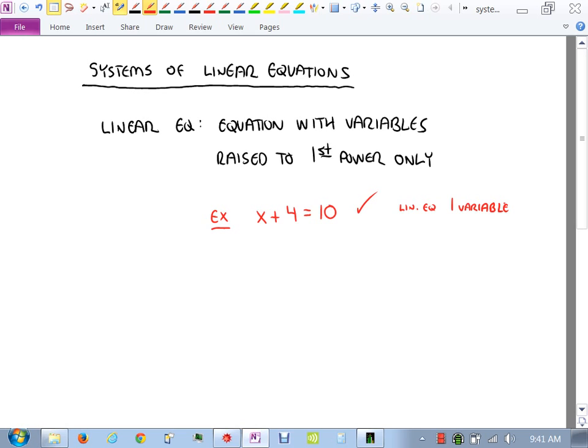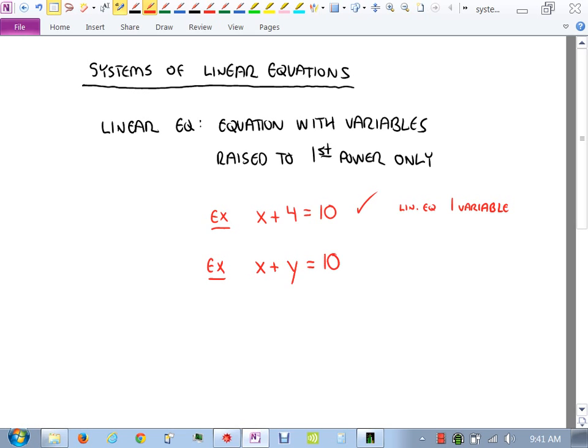Now, what kind of answer do we get if I were to ask you to solve that equation? What would we get? X is 6, right? Which is basically a number, a single value. X is 6. Agreed? Compare that to this. X plus y equals 10.